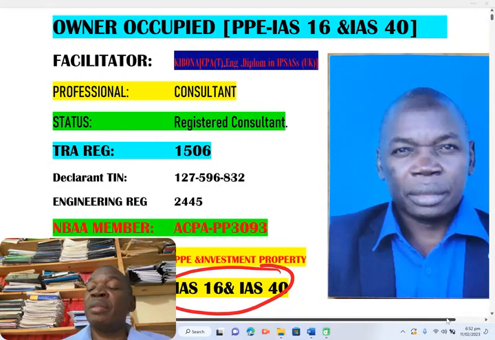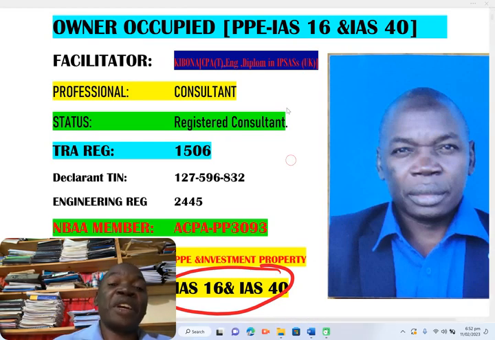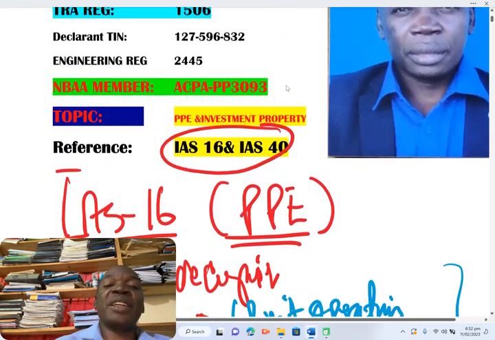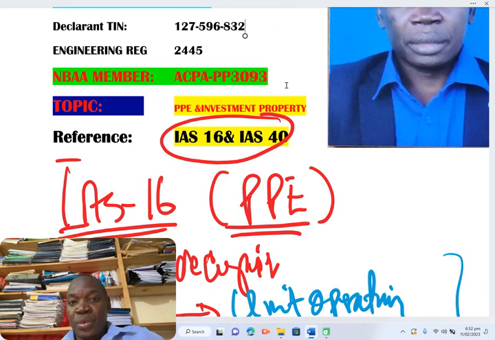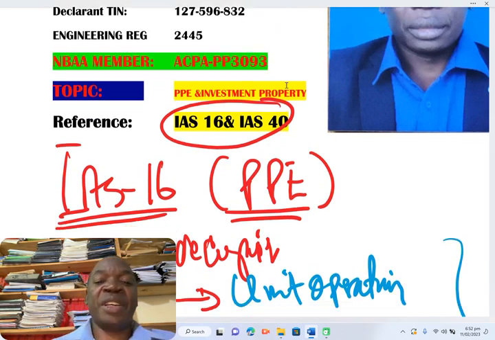We need to focus on PPE, tangible assets. Specifically the two standards, IAS 16 and IAS 40. So I will try to generate some of the cases.